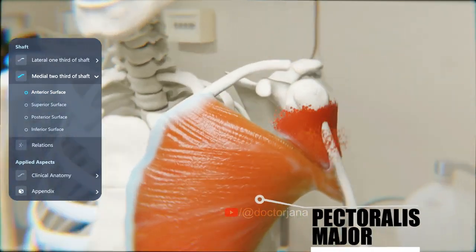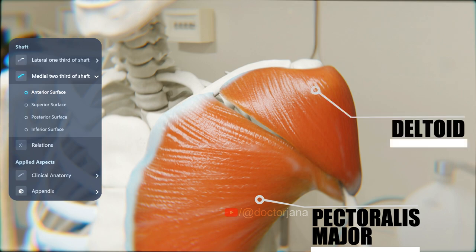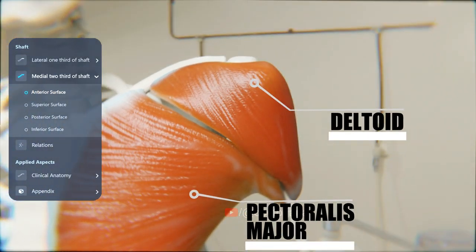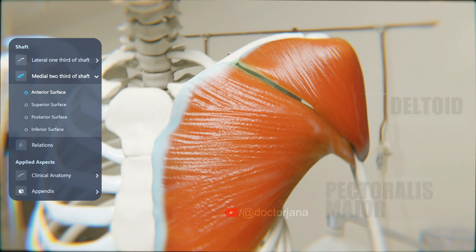In the lateral part, it forms the base of the Deltopectoral Triangle. This is the deltoid muscle. This is the pectoralis major muscle. This triangle in between them is called the Deltopectoral Triangle. And the lateral part of the anterior surface forms the base of the Deltopectoral Triangle.